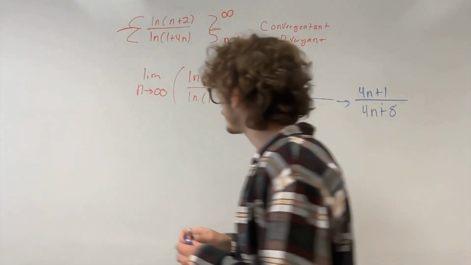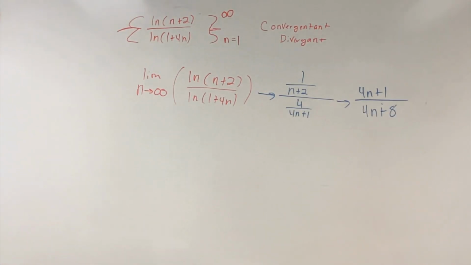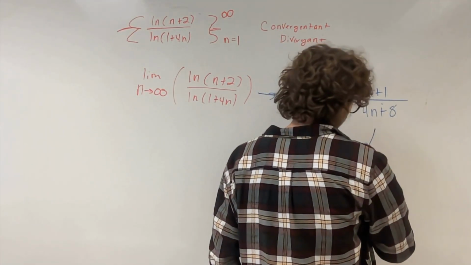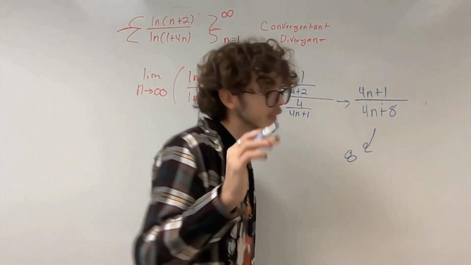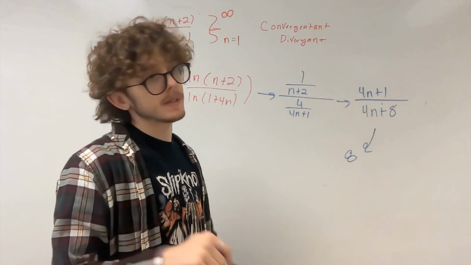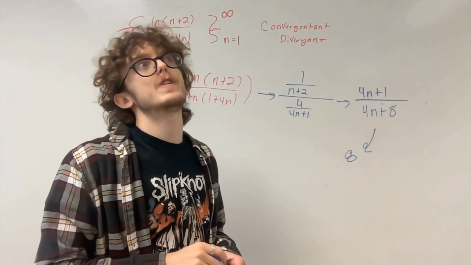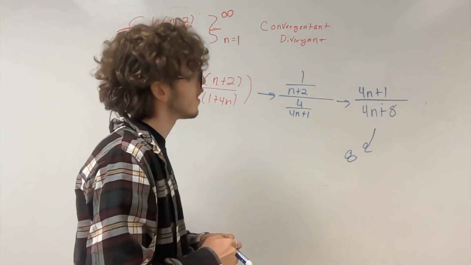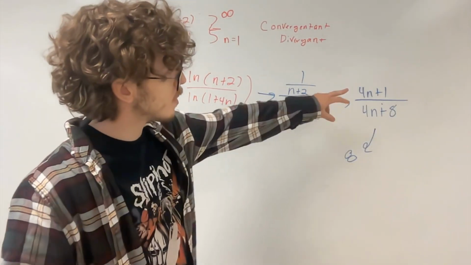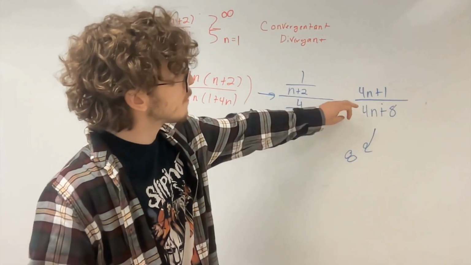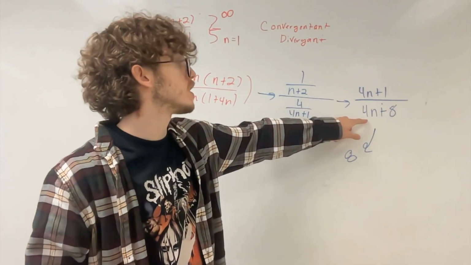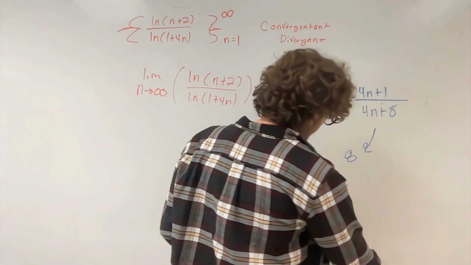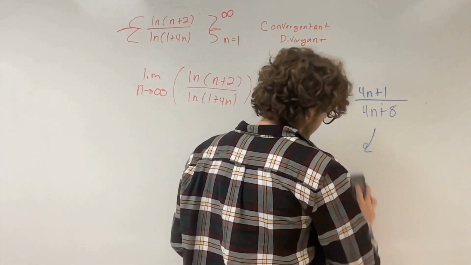Alrighty, so let's plug in infinity. We get infinity over infinity again. 8 times infinity is infinity. I don't care what other multiplying we do to infinity; there's nothing greater than infinity. So the top is 4 times infinity, infinity, and the bottom is 4 times infinity, infinity. So it's still indeterminate, and we need to use L'Hopital's rule once again.